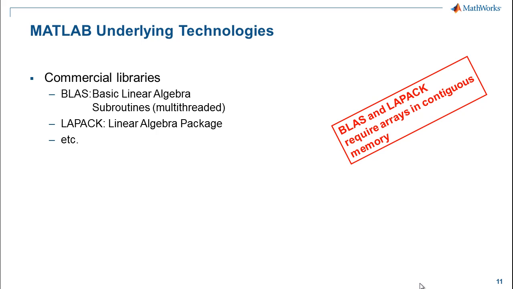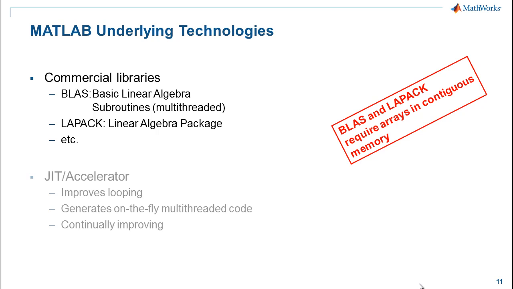So what about the operations which are not optimized by BLAS and LAPACK? What about my loops? What about some other ways in which MATLAB is helping you to get a better performance? MATLAB has another way. There is a just-in-time compiler, or JIT accelerator. In the case of looping, it creates on-the-fly multi-threaded code for all the code within your loop, if it can, to improve your looping.